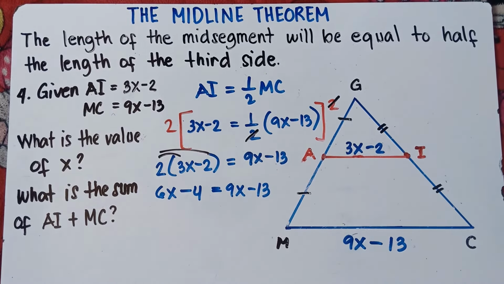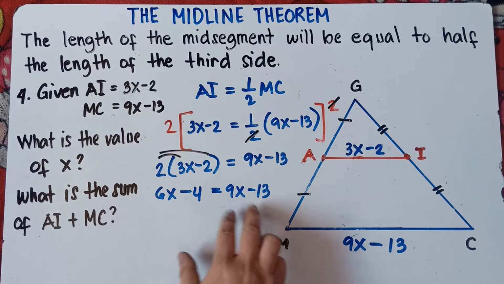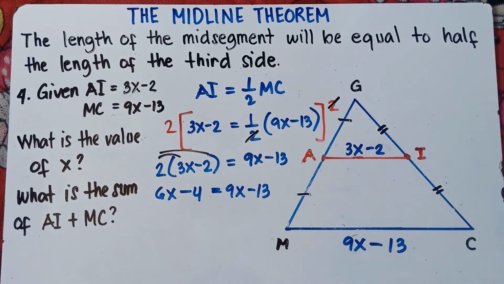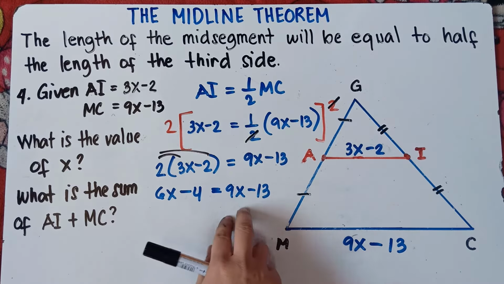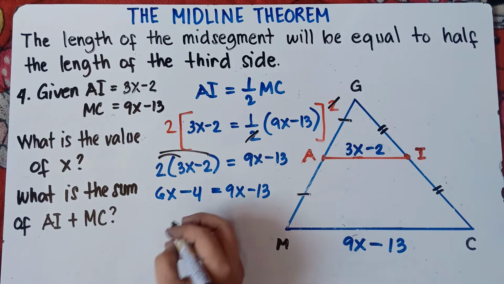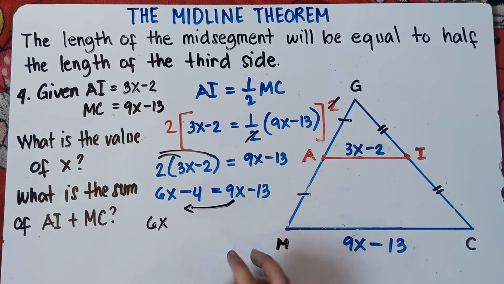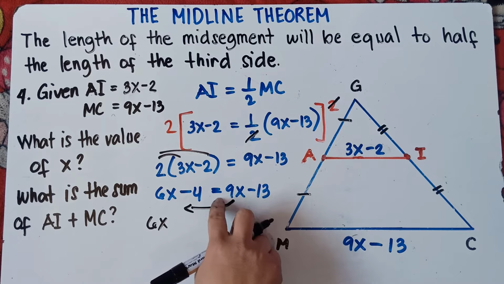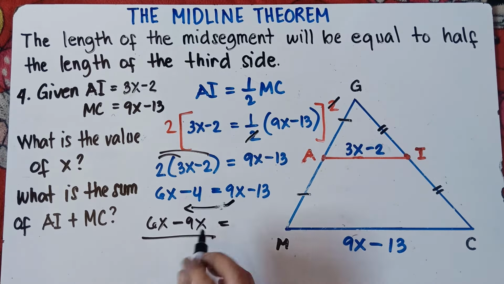Next, we need to transpose 6x from left to right, so that we can isolate x, so that the remaining equation on the right will be only x. Question: sir, why do we need to transpose 6x from left to right? Why not transpose 9x from right to left? If you transpose 9x from right to left, let's do that: 6x, then we transpose 9x from right to left. This is positive; once you transfer it across the equal sign, you change the sign, so it becomes negative 9x. And your answer, class, will be negative. Once again, it will be confusing, class, if your x value is negative.